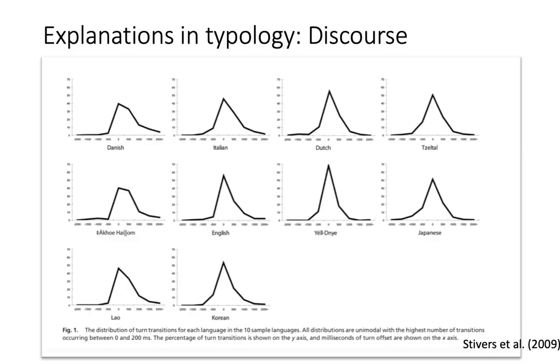This figure shows the distribution of how long it takes between speakers to take turns in 10 different languages. The authors, Stivers et al. 2009, identify a window of 0 to 200 milliseconds in which most turns end and another person starts speaking. This optimal window isn't universal. Overlap is avoided, presumably because it decreases comprehension, and too long silences are avoided as well.